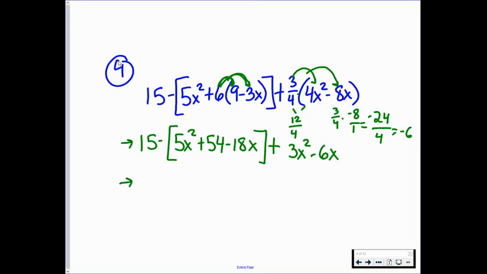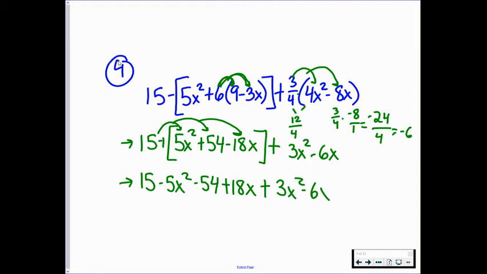Now we're going to keep simplifying. We've got these brackets on the inside part to take care of. So to get rid of the brackets, I'm going to distribute that negative through the brackets. Negative 1 times 5 is negative 5x squared. Negative 1 times 54 is negative 54. Negative 1 times negative 18 is positive 18x. Now that I've distributed, I don't have those brackets anymore. So that's what the distributive property does. I'm just going to tack on that ending part.